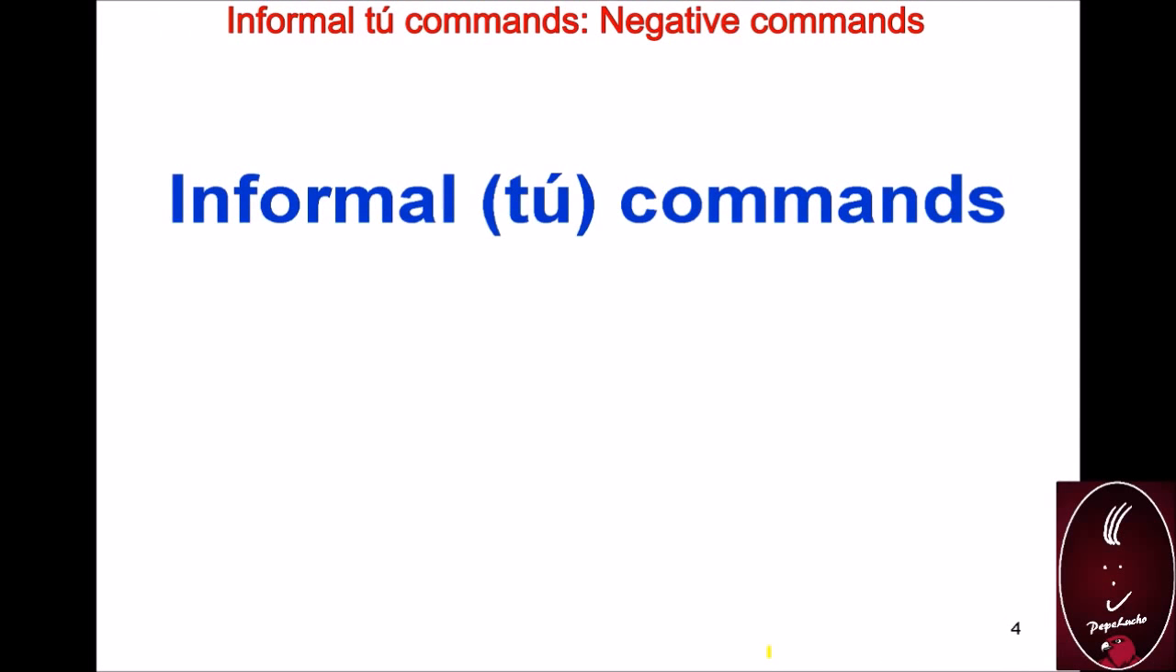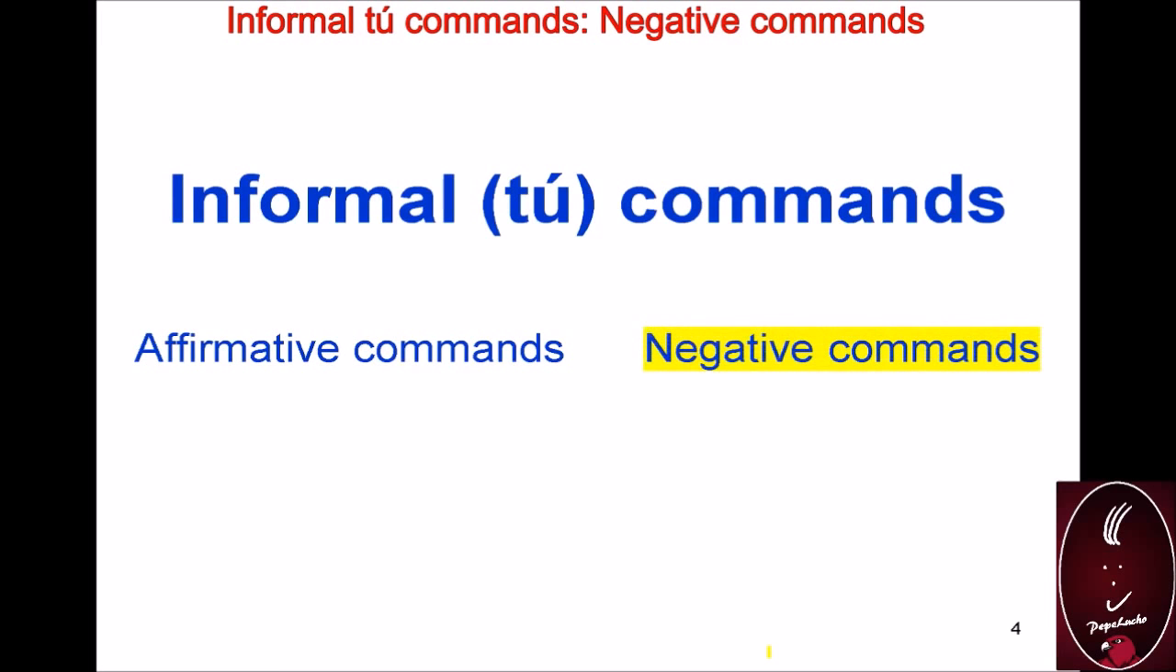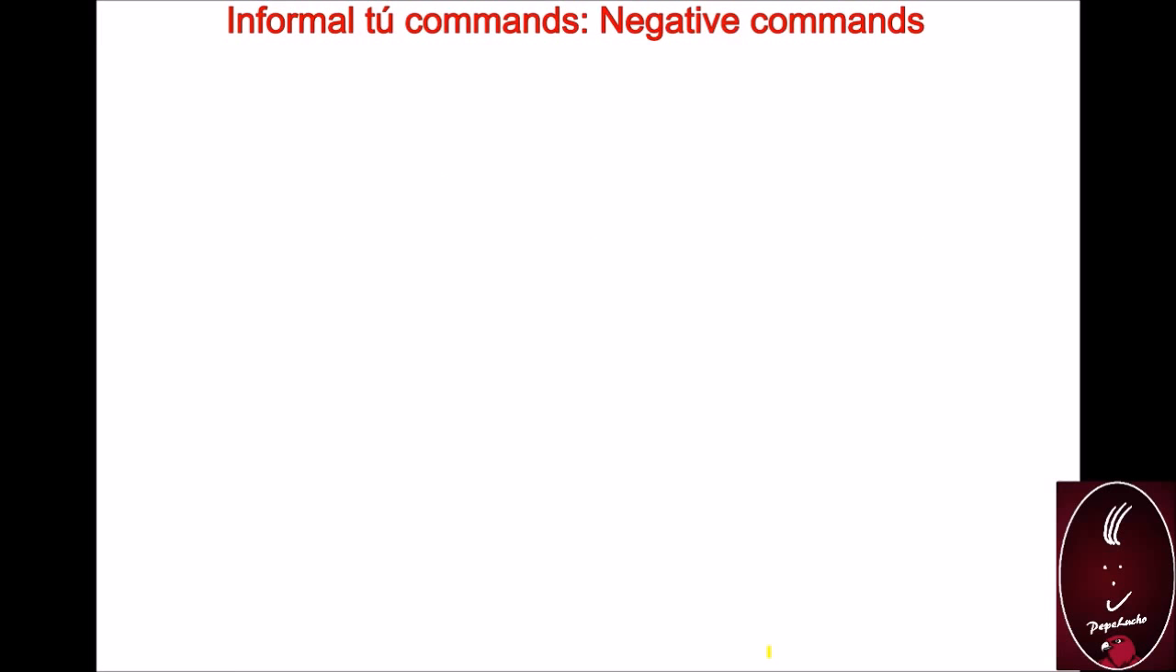If we want to ask someone to do something for us, not politely, we're going to use some informal commands. We have for tú two informal commands: affirmative commands and negative commands. In this tutorial, we're going to review how to form negative commands.